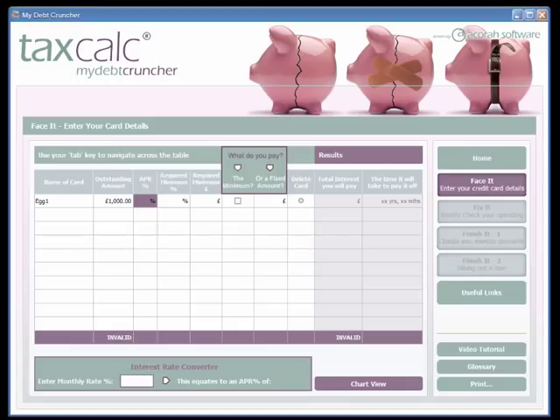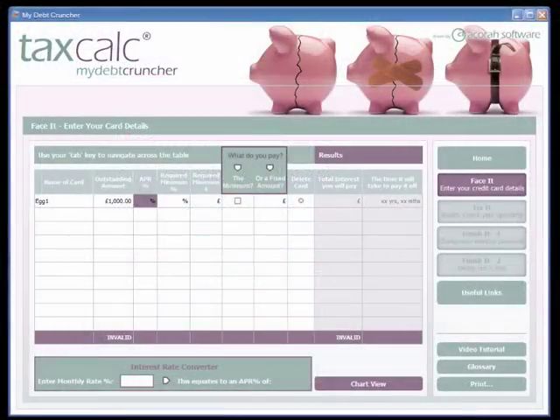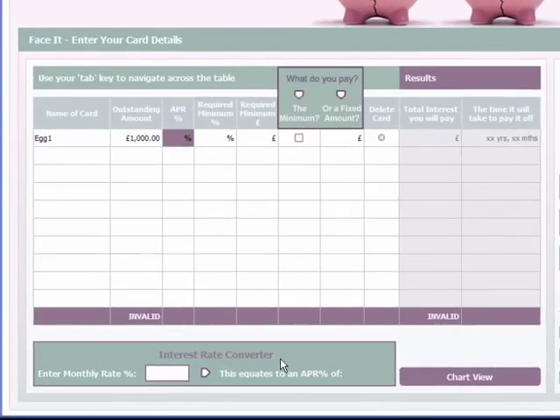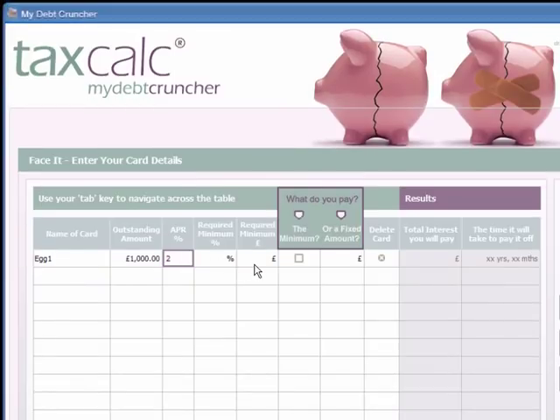Now, if you can only find the monthly interest rate, or the MIR as it's more commonly known, you'll need to use the interest rate converter located at the bottom of the screen. Simply multiplying the monthly rate by 12 doesn't give you the correct annual rate. So if you don't have the APR, but you know the monthly percentage, then enter it in the box on the calculator here, and the annual percentage rate is correctly calculated for you. The next step is to enter that figure into the APR box here.